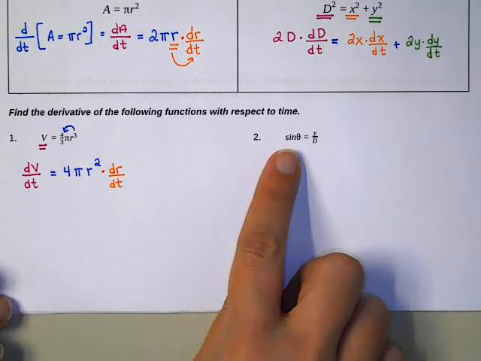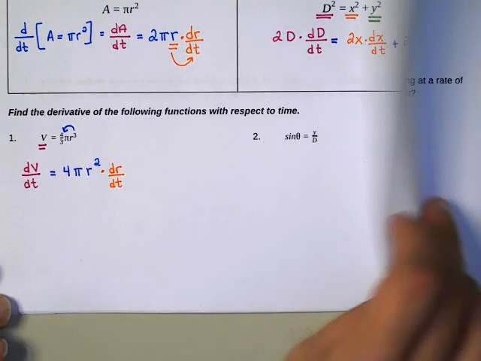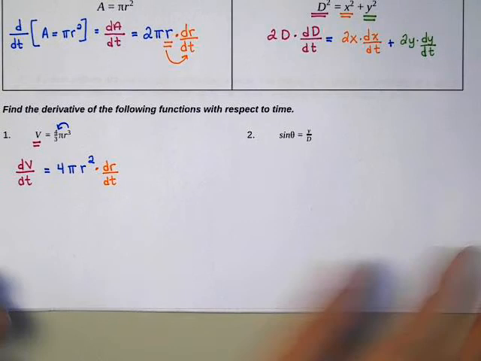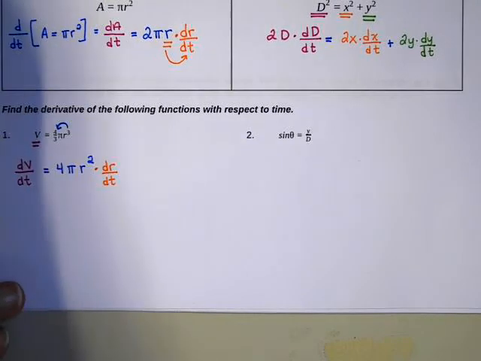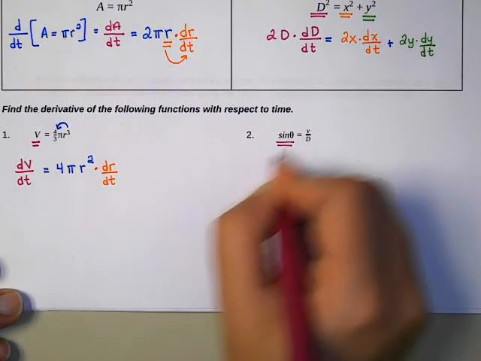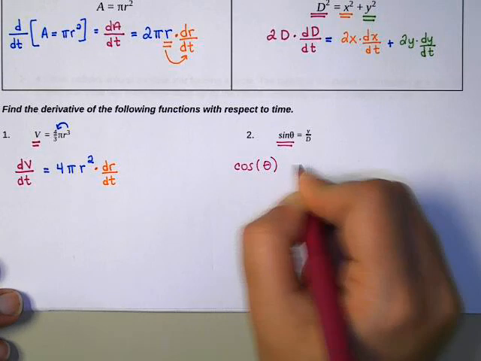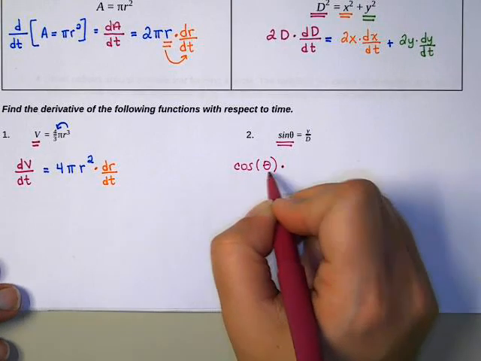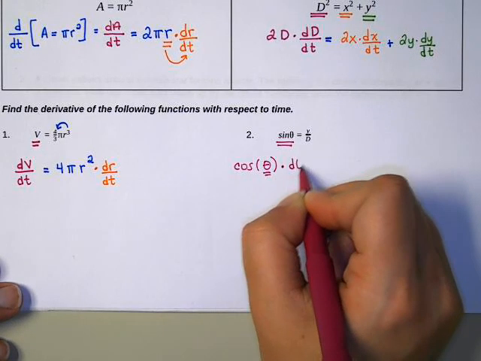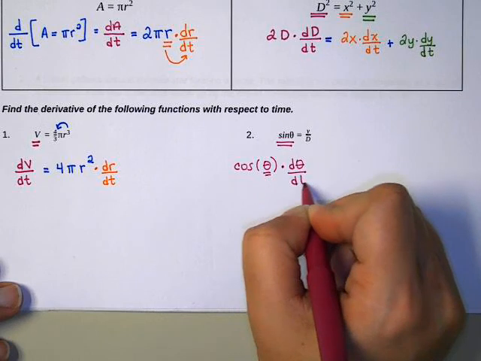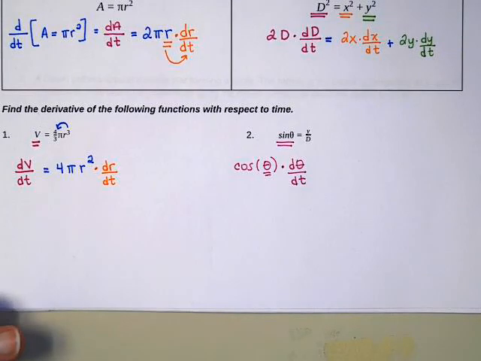Next, we're going to take the derivative of sine of theta, which is equal to y over d. So if you think back to when we learned how to take the derivative of sine, the derivative of sine would be cosine of theta times, now we need to do the derivative of theta, so d theta over dt, which is changing with respect to time.